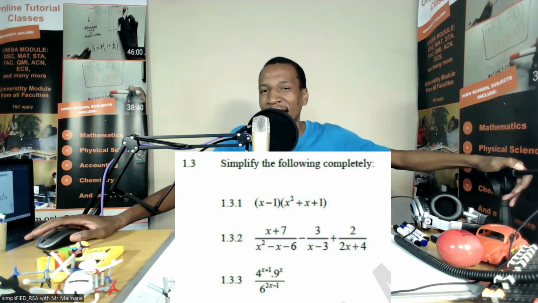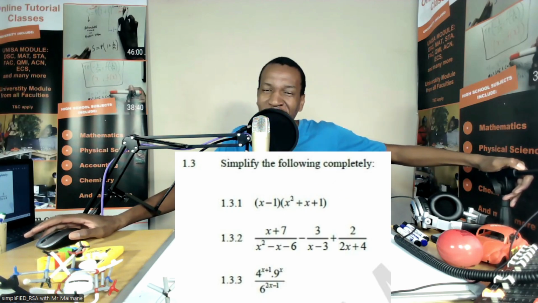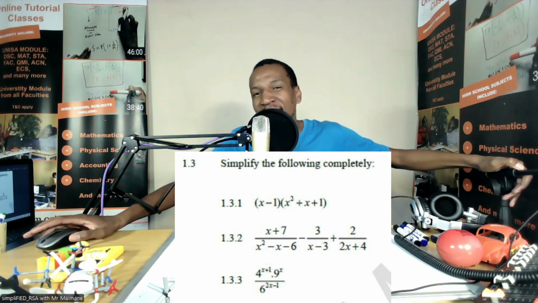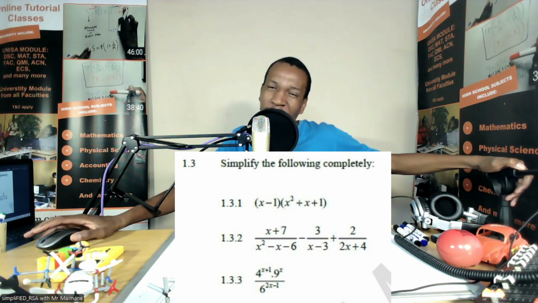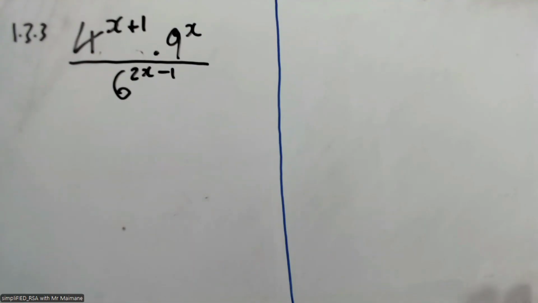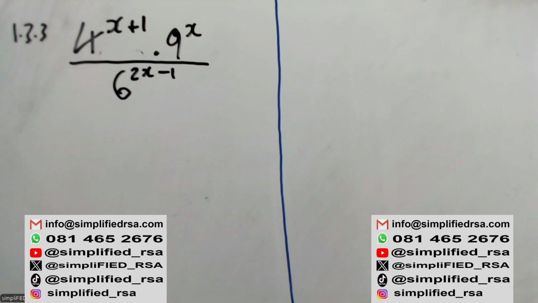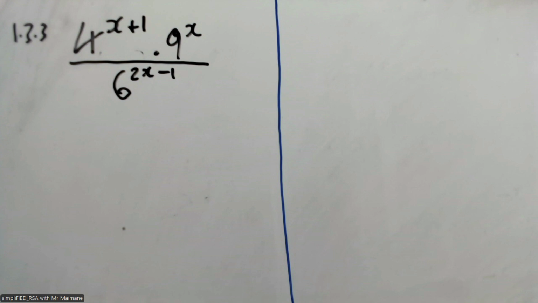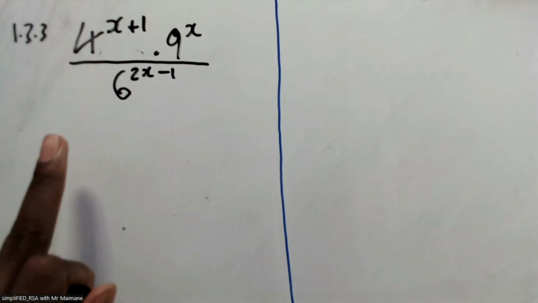Now, lastly, for 1.3.3, we again have to simplify the expression, but now the expression is given in the form of exponents, or in exponential form. Now, for this one, if we have to simplify this expression, we have to look at how we can simplify each and every base to its prime factor or its simplest form.